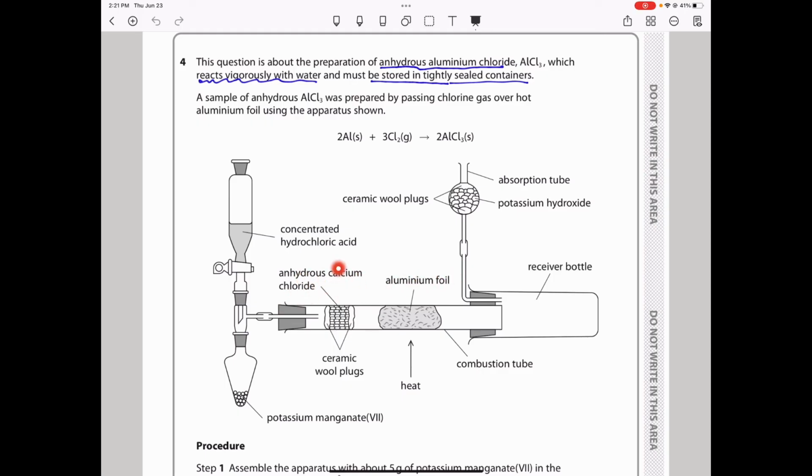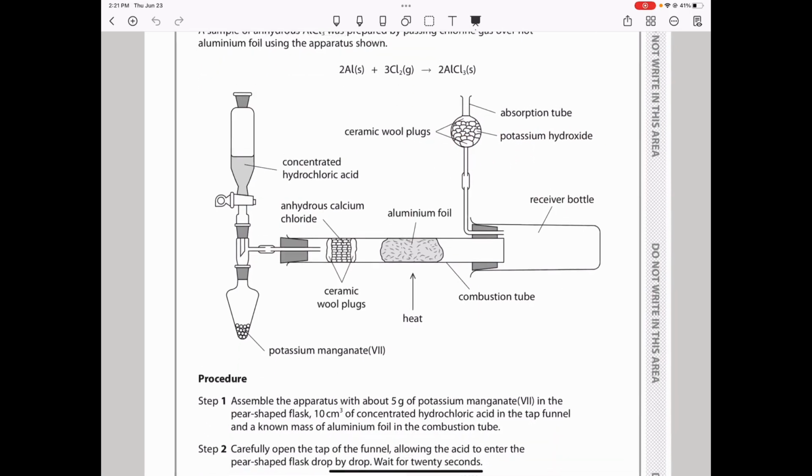So this anhydrous calcium chloride is basically a drying agent, so that whatever comes in does not have any water, to prevent the vigorous reaction. So we see aluminium foil. This is going to be burnt, so the reaction takes place here. This is the combustion tube, and then there is a receiver. Here we see there is potassium hydroxide. We have an absorption tube, and then ceramic wool. Potassium hydroxide is to absorb any waste, basically.